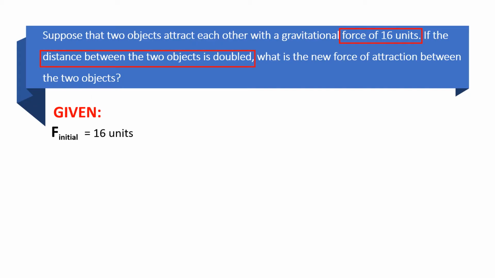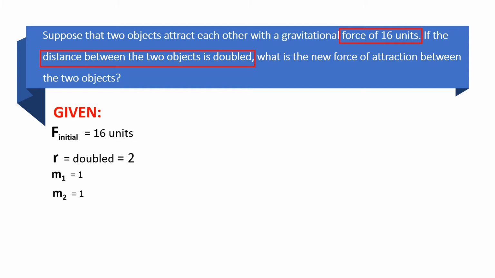And it was also given in the problem that the distance between the two objects is doubled. So just write here in the given part of your solution. R is equal to doubled, or that means 2. Okay. And then I put here M1 as 1 because we don't have the value of mass.